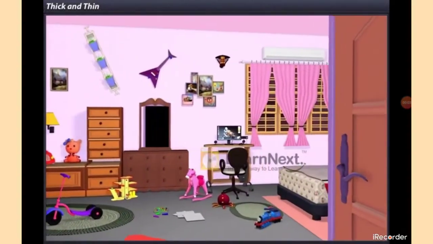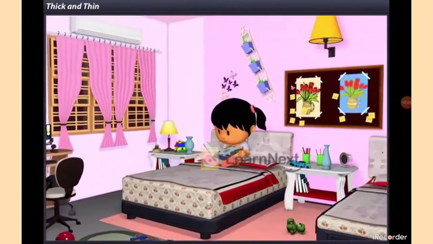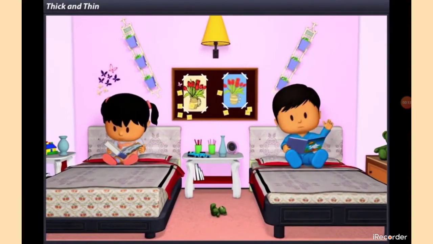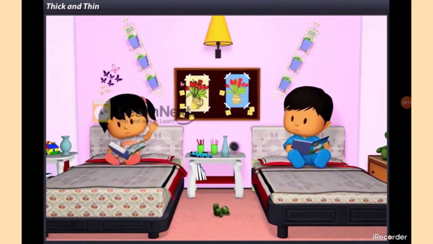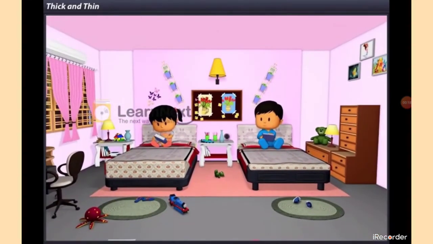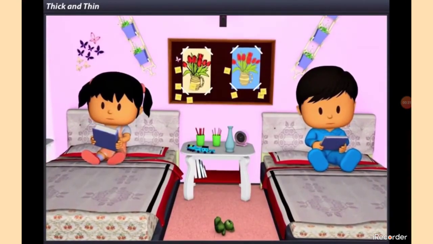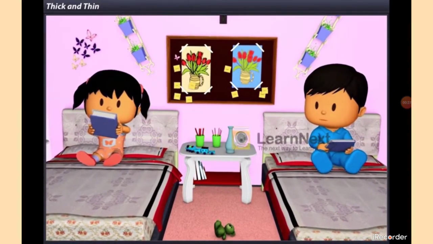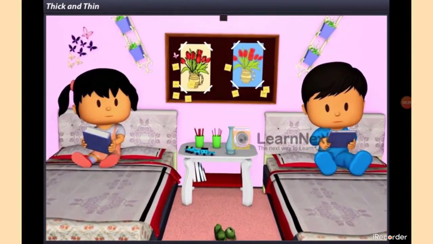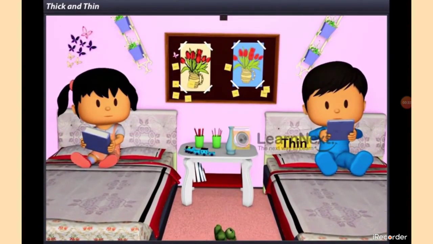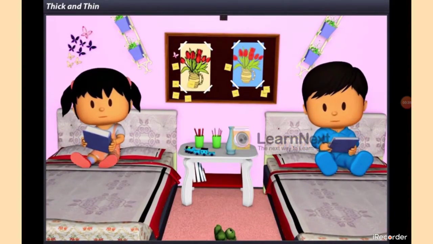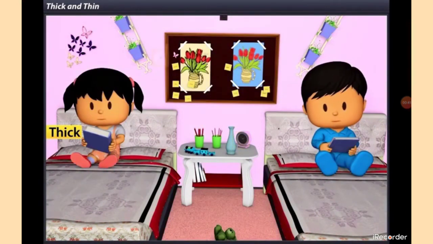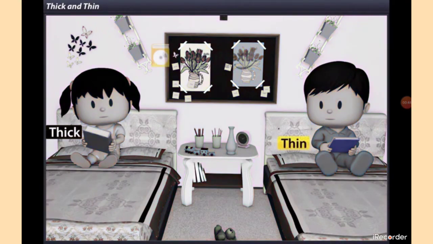Hi there! Today, let us learn about two new words, thick and thin. Friends, meet Anil and his sister Mehta. And this is their bedroom. Look, Mehta is holding a thick book. While Anil is holding a thin book. This book is thick. And that book is thin.